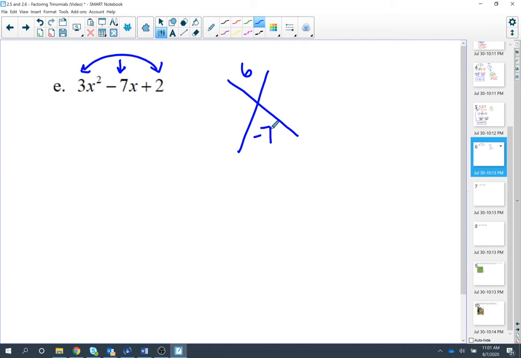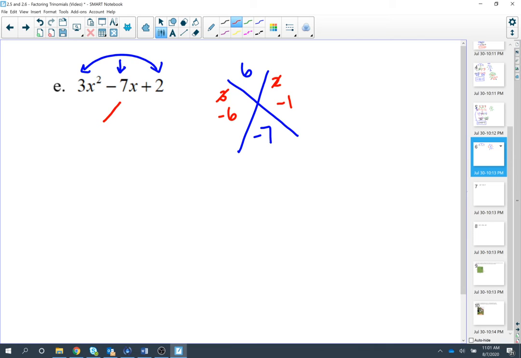-7. Okay, people, what multiplies to 6? 3 times 2? What's 3 plus 2? Well, that's 5. That's not going to work. Okay, 6 times 1? Yeah, that'll probably add to 7, but we have a problem with negatives. So I'm going to try a negative times a negative, which is still a positive. And a negative 6 plus a negative 1. Yeah, that's negative 7. That'll do it.